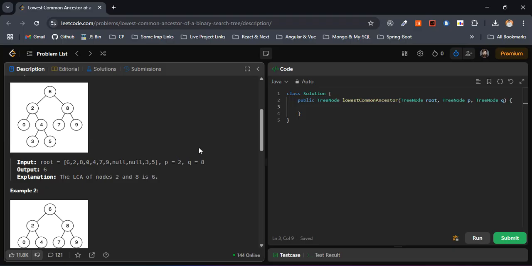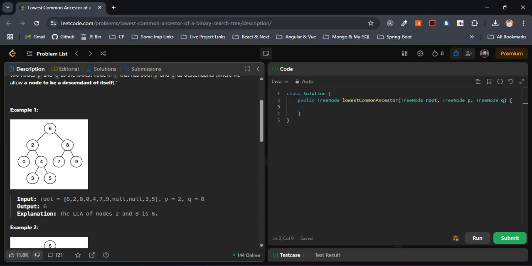So we have to find the lowest common ancestor, LCA, of P and Q. We have to find out the LCA of this one and this one, P and Q. We have been given the root of the binary search tree as well, along with the values for P and Q.